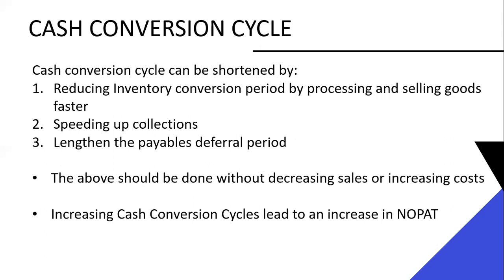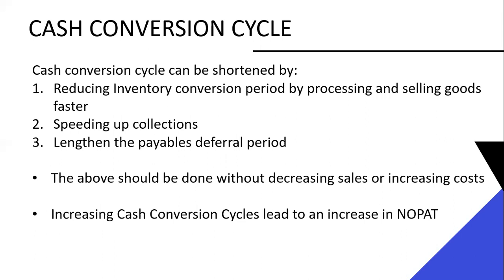The second thing you can do to improve your cash conversion cycle is speed up collection. So you can incentivize your customers to pay up early, and that will really help your cash conversion cycle. And thirdly, you can lengthen the payable deferral period, which basically means you can talk to people that you owe money to and request that you pay them over a longer period of time.